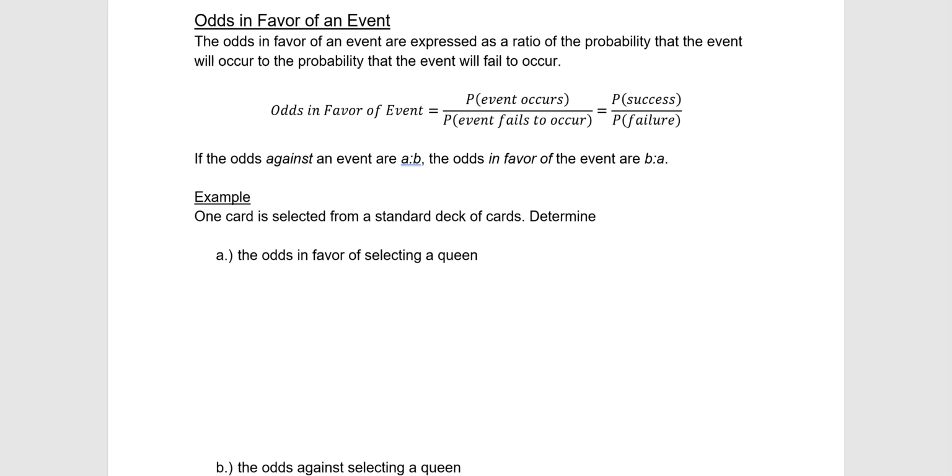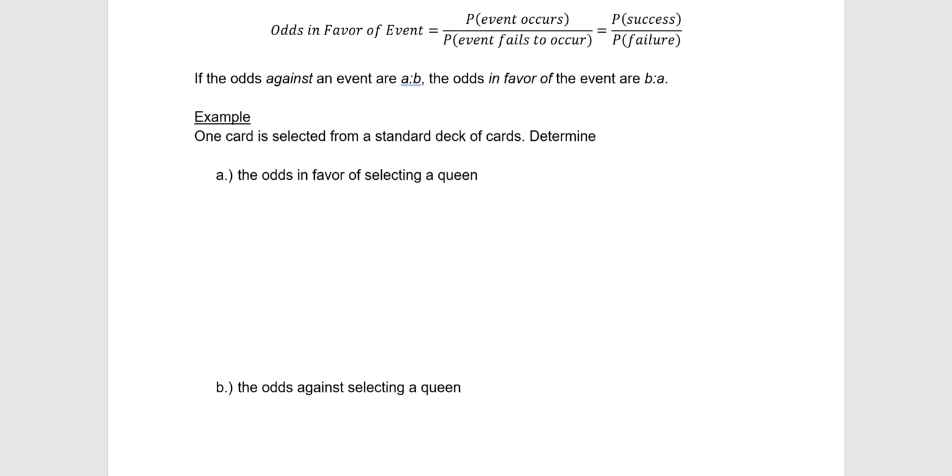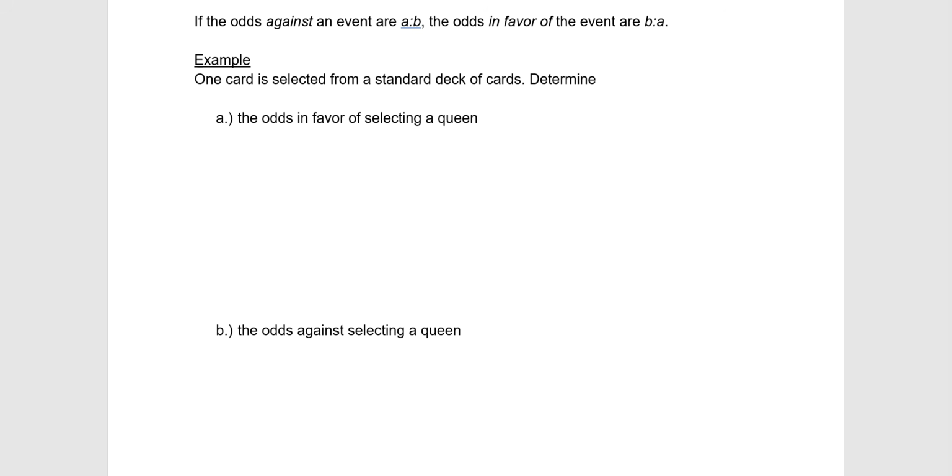So we can use that shortcut. If we have the odds against and we know it's A to B, the odds in favor are going to be B to A. So we just have to reverse the order. It's pretty simple if we have one of them. So let's go ahead and do this example. One card is selected from a standard deck of cards. We want to determine the odds in favor of selecting a queen.